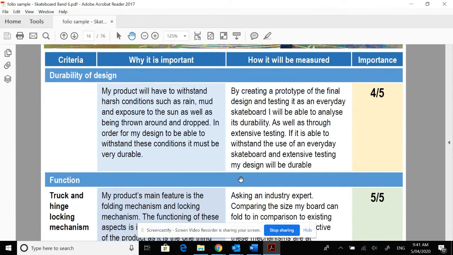So, criteria to evaluate success. Again, just one sample, could be totally different. This is different to the scaffold I just showed you actually, but this student didn't do a bad job. What's the criteria? Why is it important? How will it be measured? And he gave it an importance rating, so he's linking how important it is for each one. So in this case, it's the folding skateboard again.